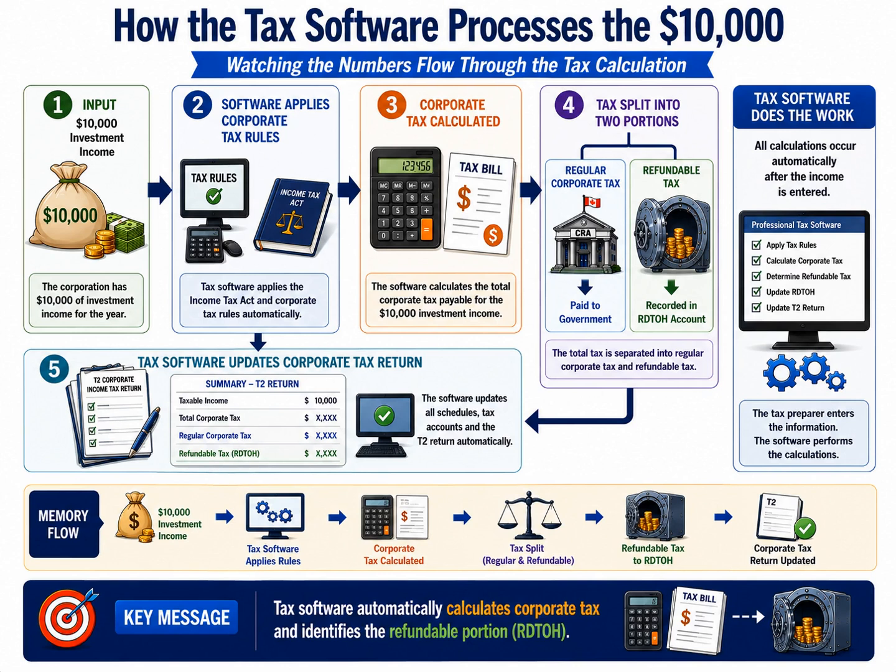If you understand this sequence, you'll be able to review the software's output with confidence instead of simply accepting the numbers without understanding them. The key takeaway from this example is that professional tax software performs the calculations automatically, but a skilled tax preparer understands the path the numbers follow. Knowing how investment income flows through the software, how the refundable portion is identified, and how the RDTOH account is updated is essential for preparing accurate Canadian corporate tax returns and confidently explaining the results to clients.